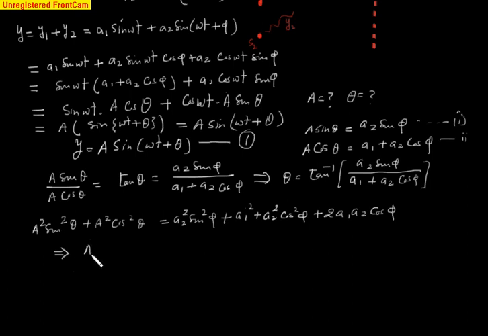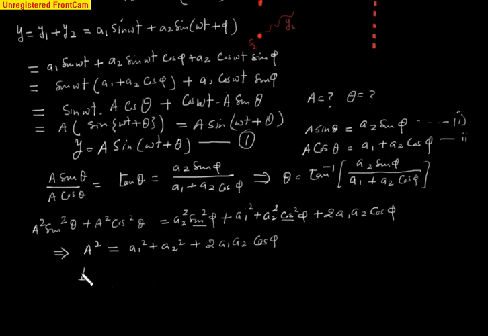The left hand side will give me only A square, because sine square theta plus cos square theta will be 1. It is equal to, from here, this sine square phi and this cos square phi, when we take a2 square common, it will give me 1. So I will get here a1 square plus a2 square plus 2 a1 a2 cos of phi. So this is how we can find the value of A also.